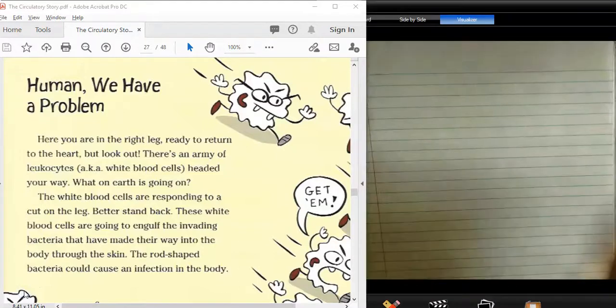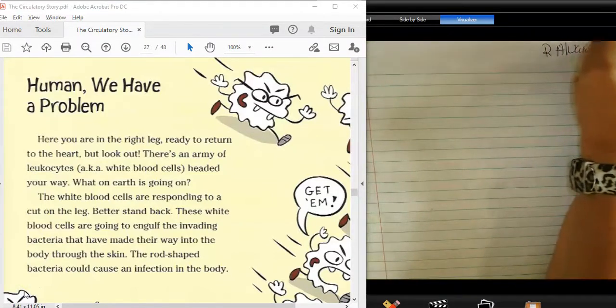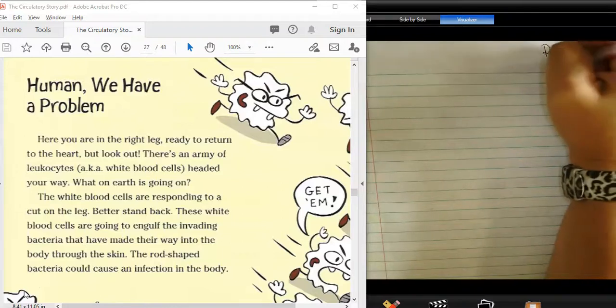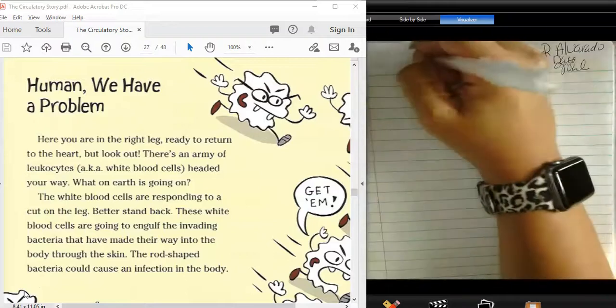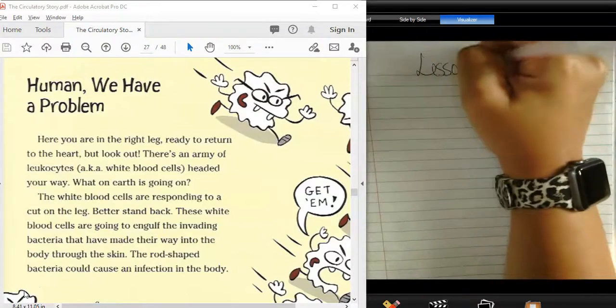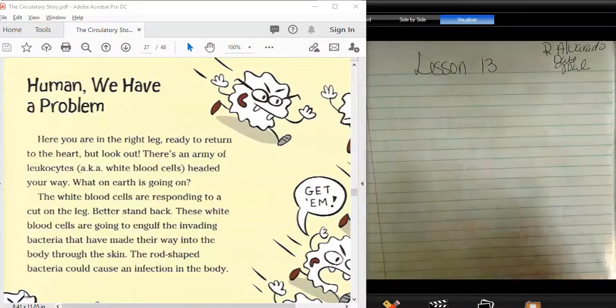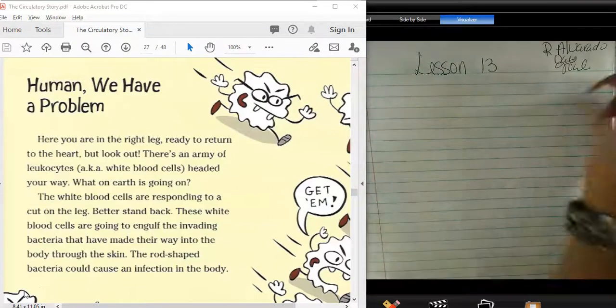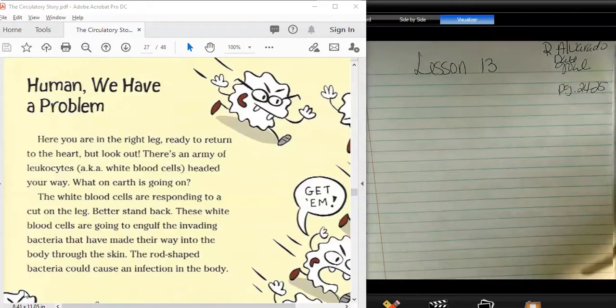Okay, boys and girls, so let's go ahead and get started. Remember, we start with our name, date, and go. We are on lesson 13, so just make sure and label it. Make sure you're using the back of all the pages. I like to use the back because I don't waste any paper. So we're going to be working on pages 24 to 25, which is what we just read, where it says human, we have a problem.